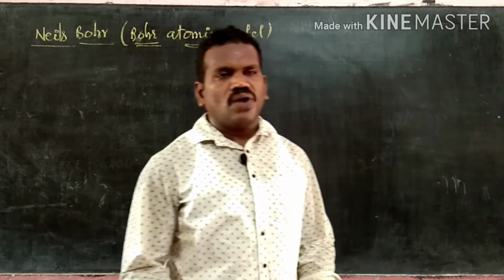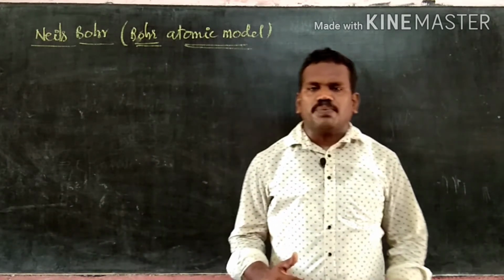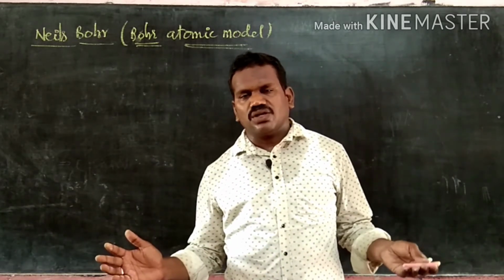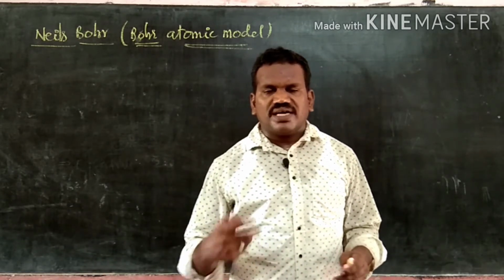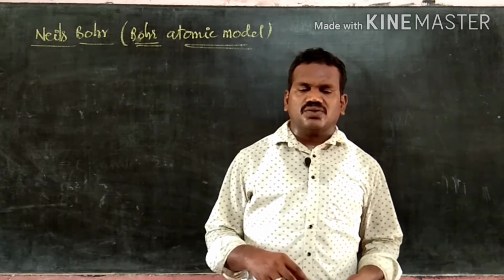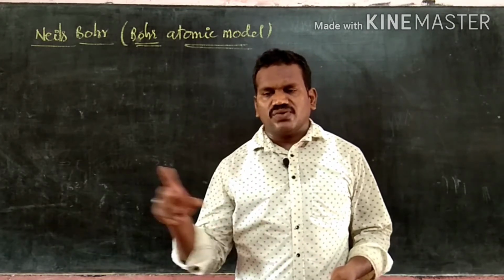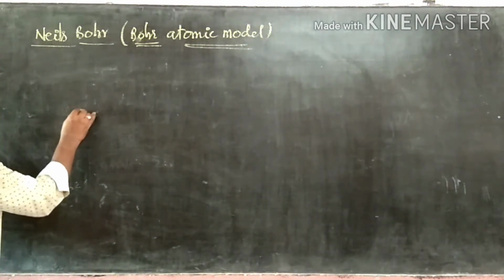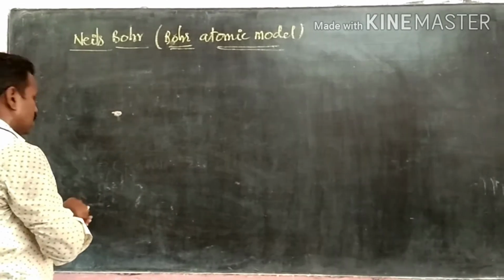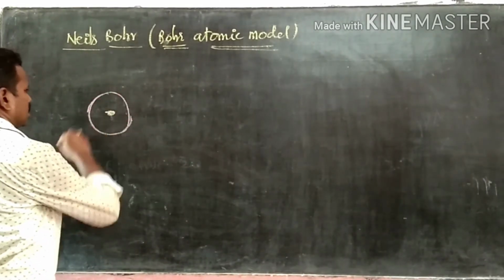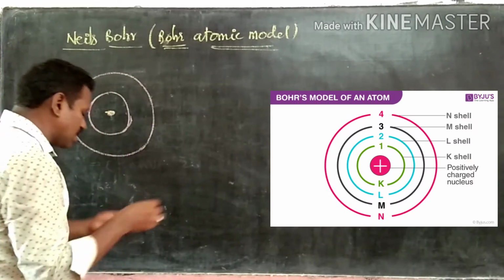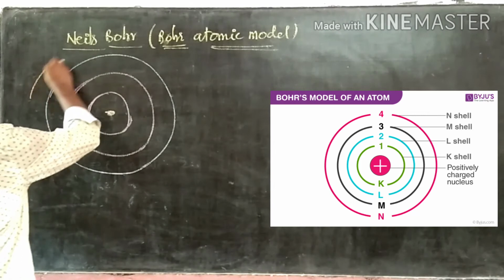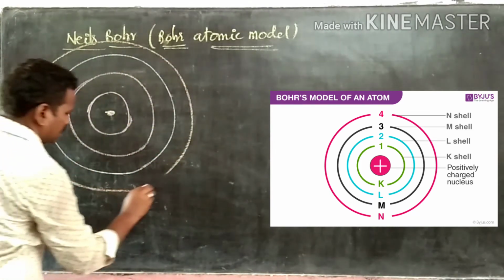For that purpose, he adopted some of the basic properties of Rutherford's atomic model, like the atom is largely empty space, and at the center of the atom the nucleus is there. Electrons revolve around the nucleus in a circular path; that was given by Rutherford. But Niels Bohr says that at the center of every atom the nucleus is there, and the electrons revolve around the nucleus in definite circular paths, meaning many paths are there to revolve around the nucleus.